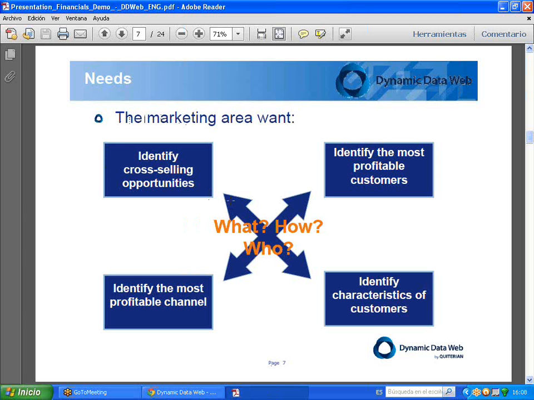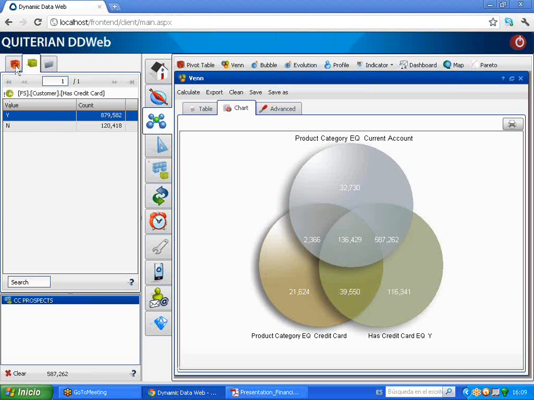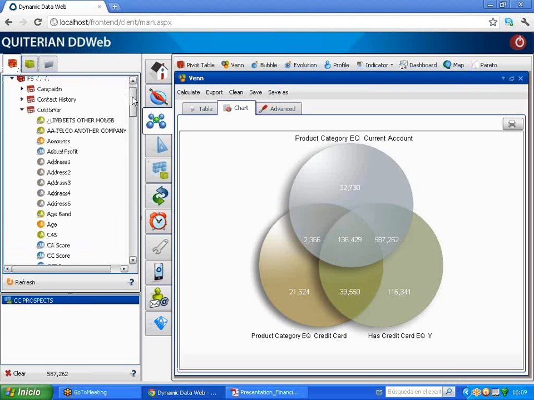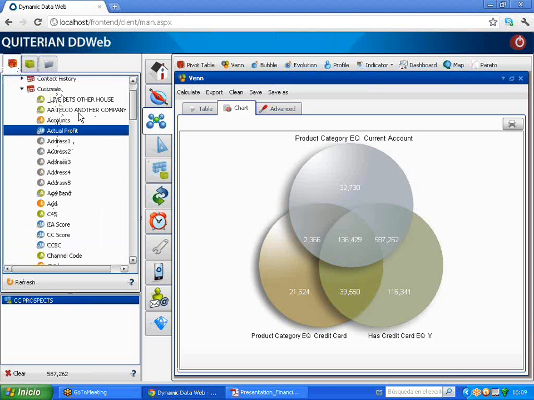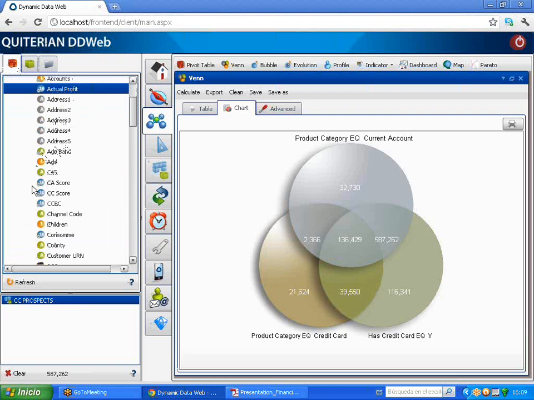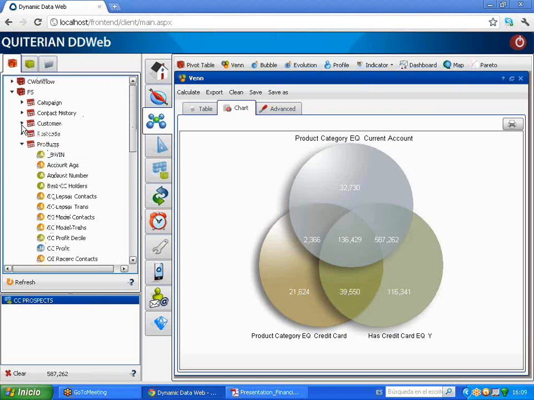The second thing that we are going to try to do is identify the most profitable customers that the bank already has. As I'm interested now in credit cards, I'm going to try to find the most profitable credit card holders. So first of all, I will try to find this number inside the customer table. There is an actual profit, but nothing about credit card profit. So I need to build this number.